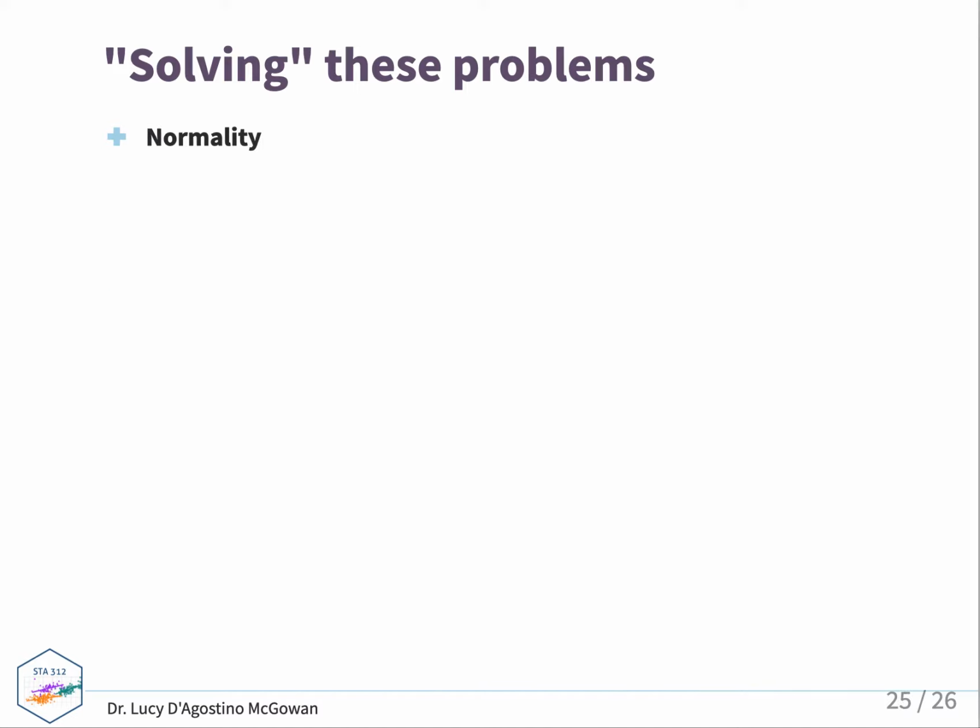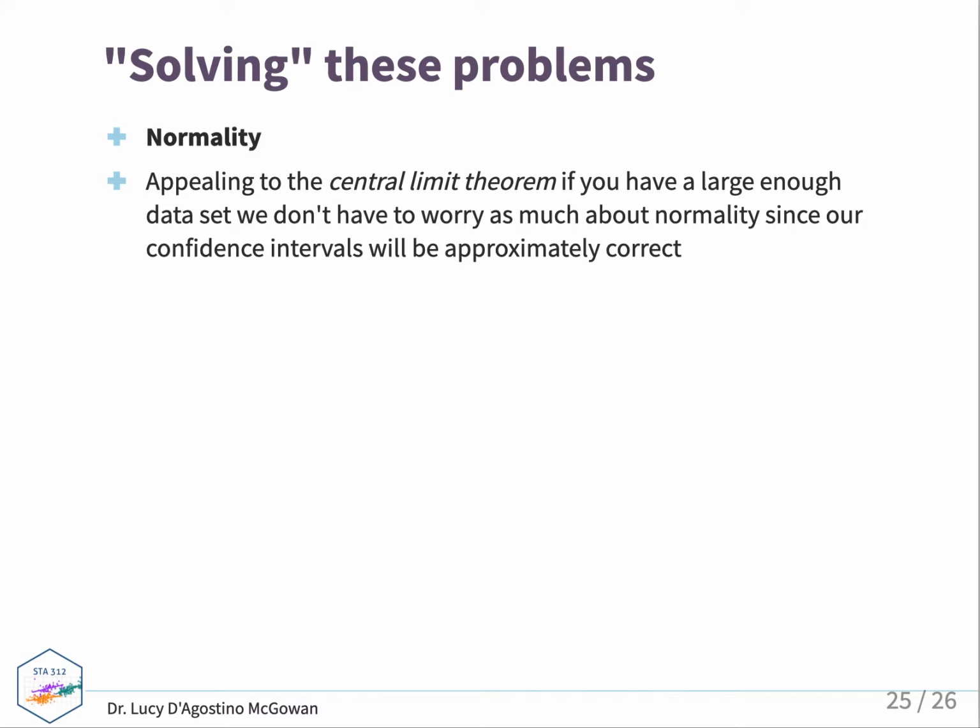All right, normality. When the normality assumption is violated, it turns out that we can appeal to the central limit theorem. If you have a large enough data set, we really don't have to worry as much about normality, because our confidence intervals will be approximately correct. So if you notice normality assumptions being violated, perhaps you can get some more data, or if you have a lot of data and it's not wildly violated, then perhaps things will just be okay because the central limit theorem will take care of it on its own.